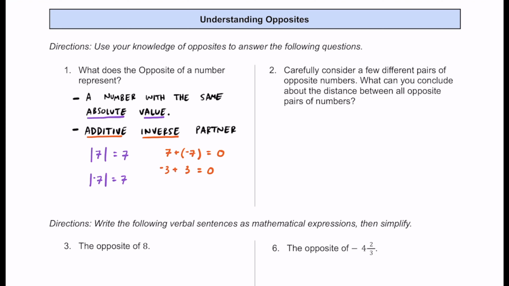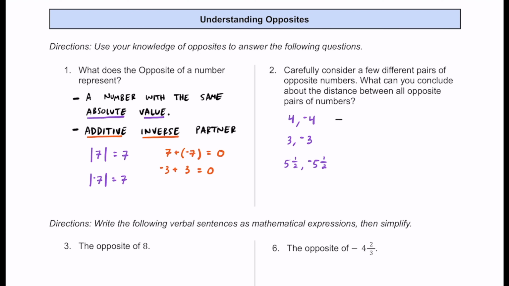For number 2, let's carefully consider a few different pairs of opposite numbers. Then let's see if we can conclude something about the distance between all opposite pairs of numbers. So let's start off with a few different pairs of opposite numbers. Maybe let's take the number 4 and -4. That would be a pair of opposites. Something like 3 and -3, those are opposites. Or maybe even 5.5 and -5.5. So these would be 3 different pairs of opposites.